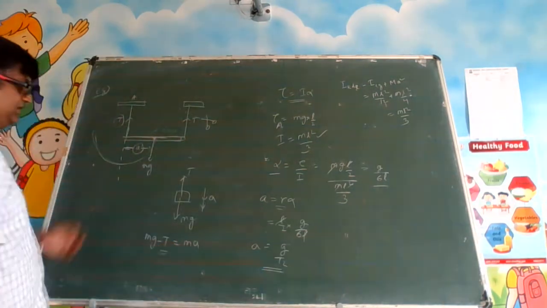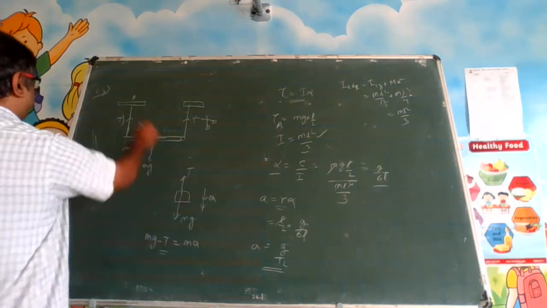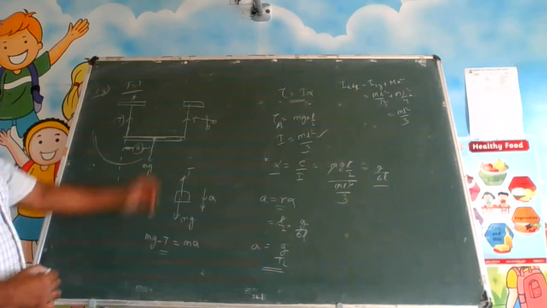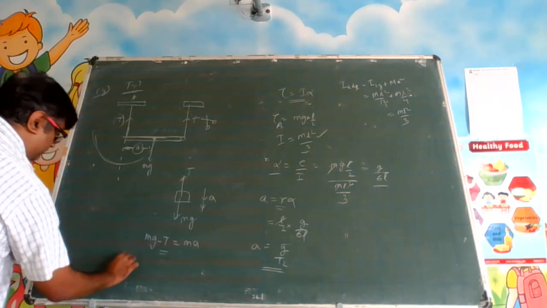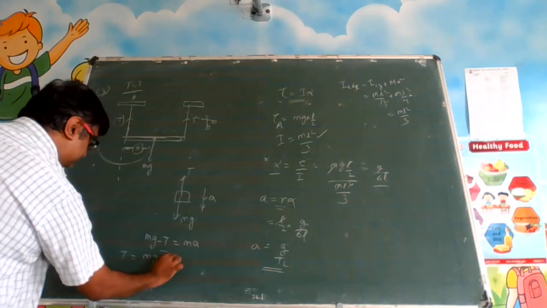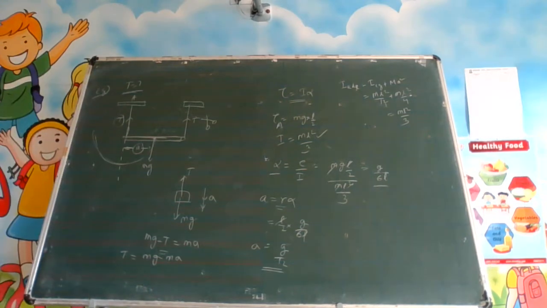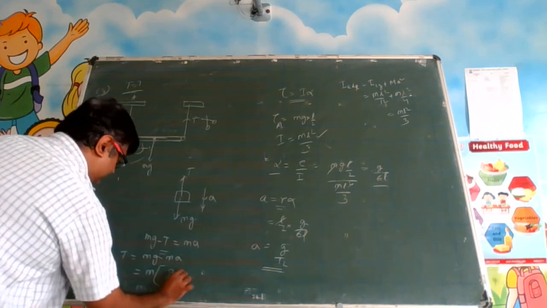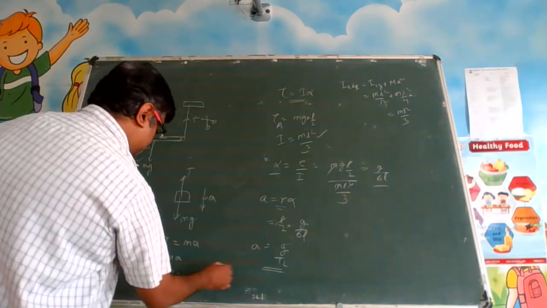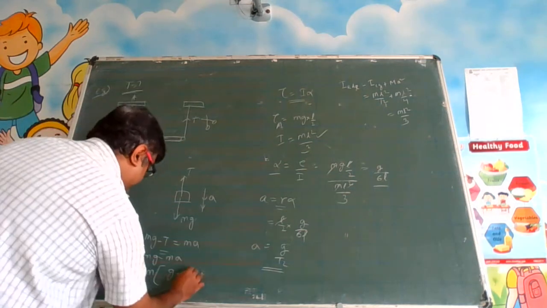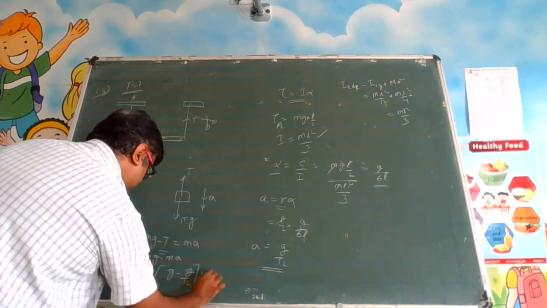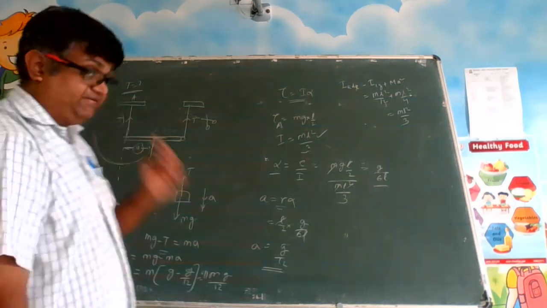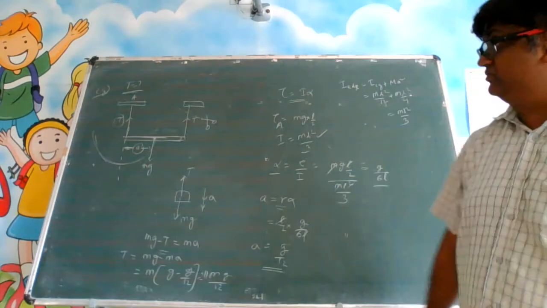Now you can get the value of T here, because T is the unknown. In this question, you have to find out what is the T value when it is disconnected. So T value becomes mg minus ma, right? So m into G minus A. So G minus A. So what is A? It is G by 12. So it is mg by 12 into 11. 11 mg by 12 is the answer for this question.